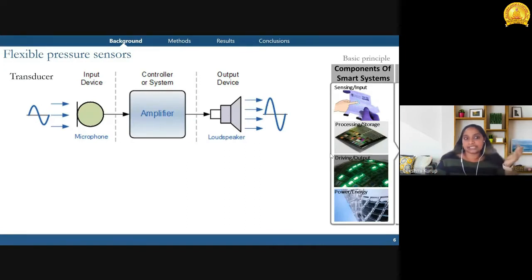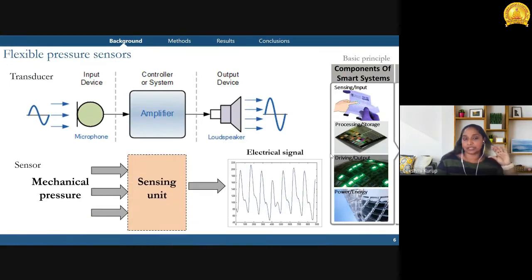So just moving on to the next is the sensor, that is just the input portion. So just the input portion of a transducer from the sensor. So in our terms, it's a flexible pressure sensor. So from the heading itself, we can see that it's flexible in nature and it senses a pressure applied on it. So the pressure is a mechanical deformation, right?